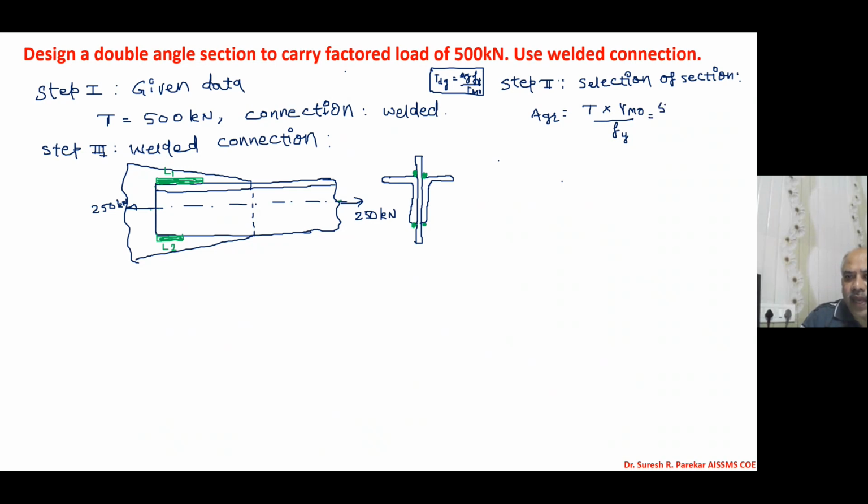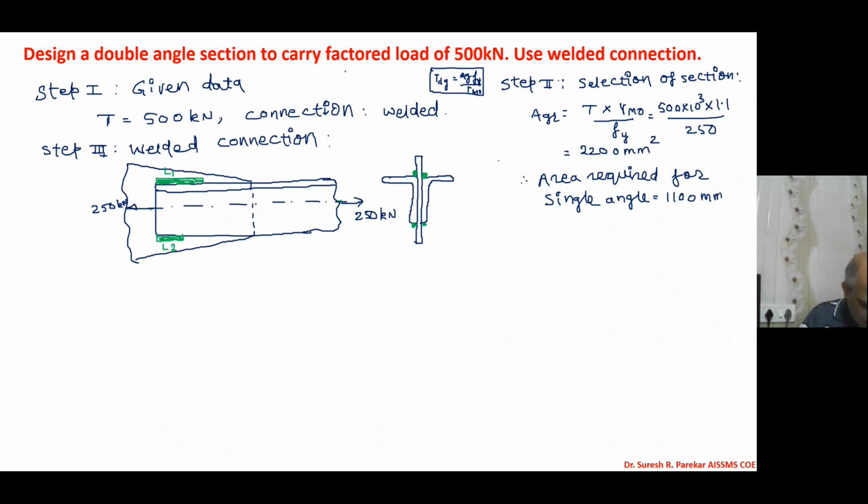Now T we have given 500 into 10 raised to 3, gamma m0 I have 1.1 and Fy 250. And therefore we will get this area required, and that is equal to 2200 millimeters square. And therefore, area required for single angle is equal to 1100 millimeters square.